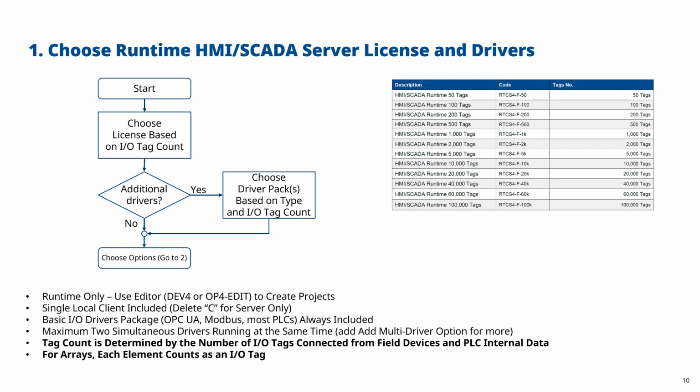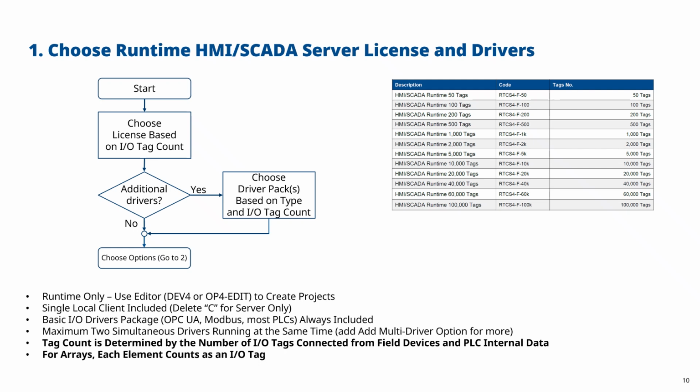4 is the version number. Any Movicon 4 version would be licensed with that. F is for the default drivers, and of course 500 refers to the tags. This is runtime only, so you can use the editor, either Dev4 or OP4 Edit, to add on to that to create projects. And that includes a client.